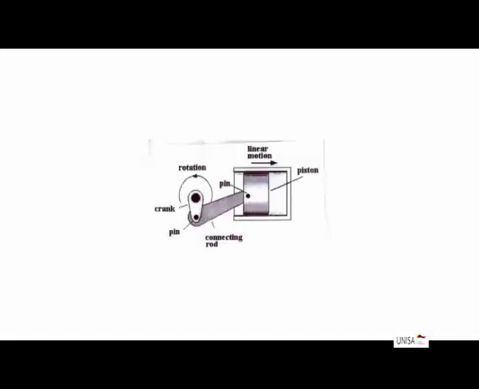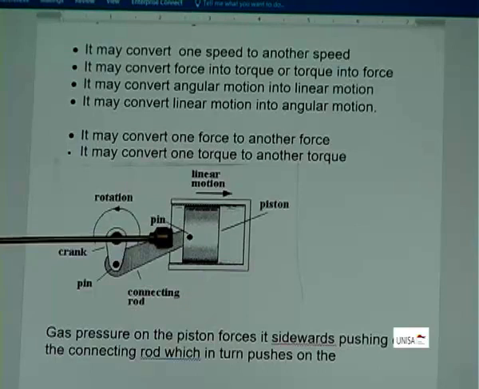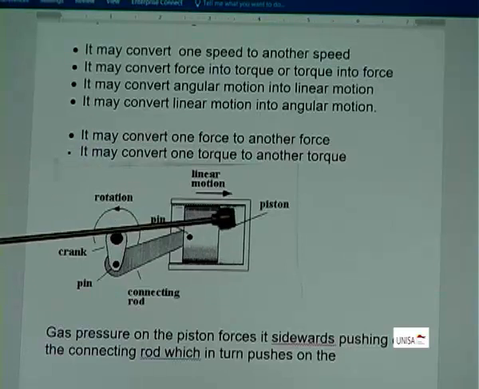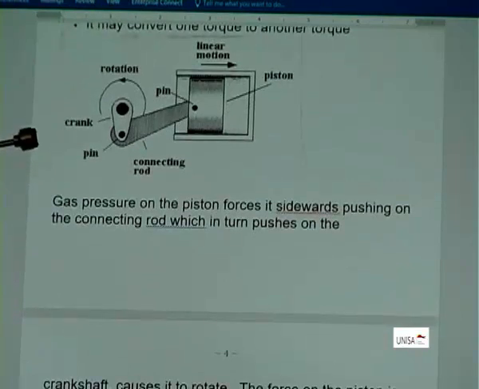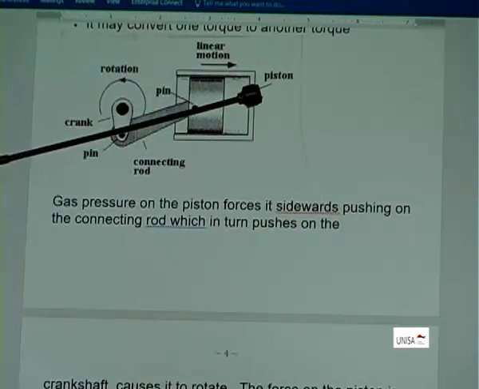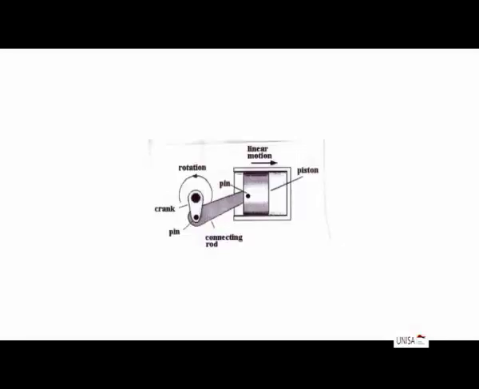For example, let's look at a simple crank piston system. This is the piston, the conrod, the crank arm. Gas pressure on the piston forces it sidewards here, pushing on the connecting rod, which in turn pushes on the crankshaft and causes it to rotate. There is the crankshaft arm, then it will rotate. The force on the piston is converted into torque. So you have force here and you convert it to torque.